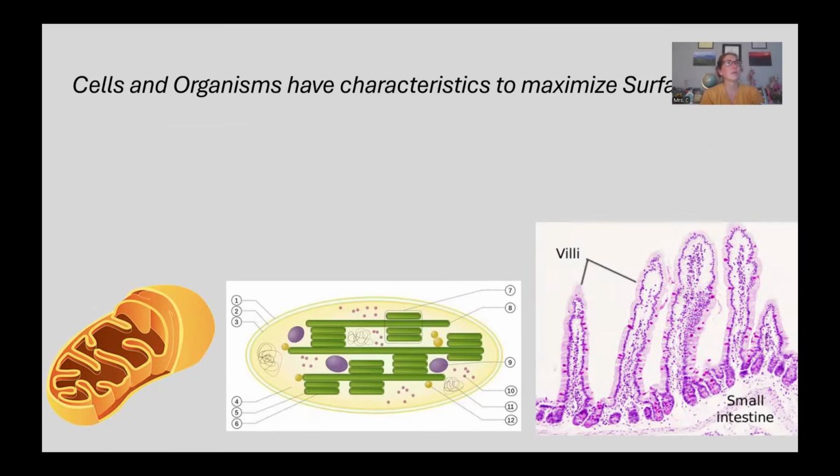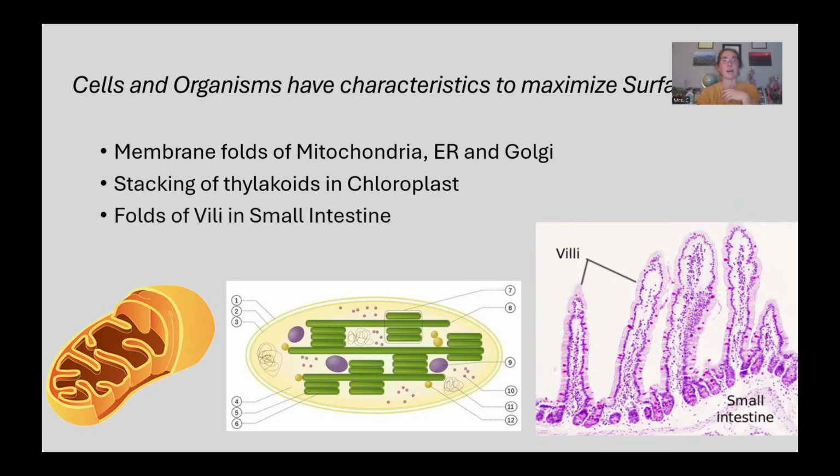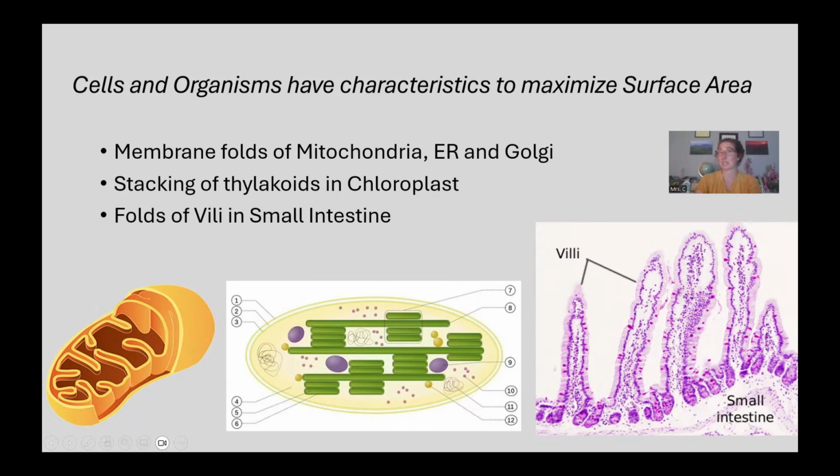But cells and organisms, even though humans are pretty large, have ways to maximize surface area, and organelles do as well. I would know some examples. We have the folds of the mitochondria, folds of the ER, the Golgi, so that would maximize surface area. We have the stacking of the thylakoids in the chloroplast. And we also have folds in the small intestine, our microvilli. This allows for more absorption of nutrients for digestion. So those would be ways to maximize surface area.